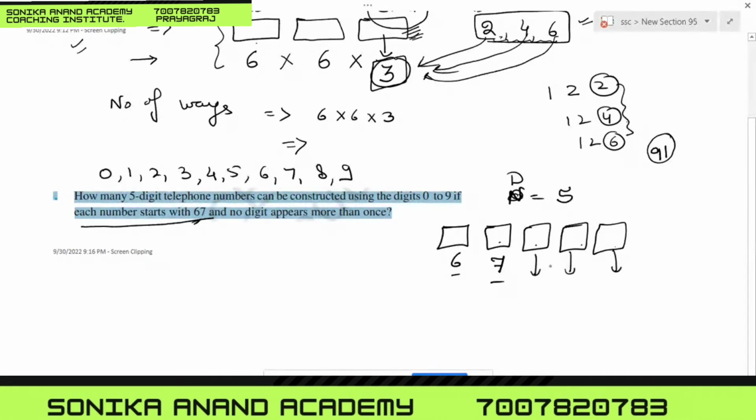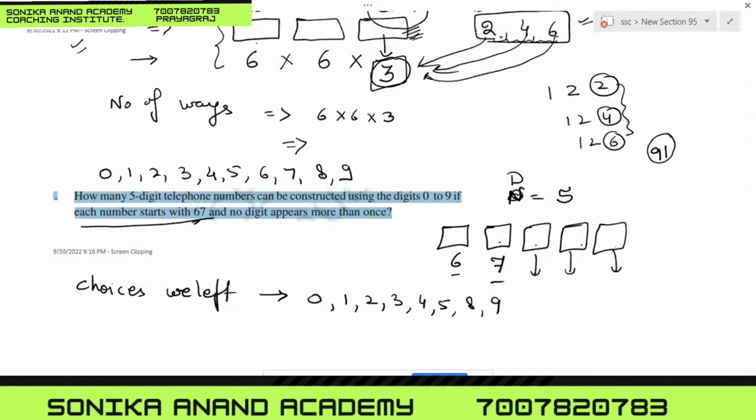So we have to overall fill three boxes. How many choices are we left with? From 0 to 9: 0, 1, 2, 3, 4, 5, 8 and 9. Not 6 and 7. So how many choices do I have? 1, 2, 3, 4, 5, 6, 7, 8. Clear? Clear, ma'am.